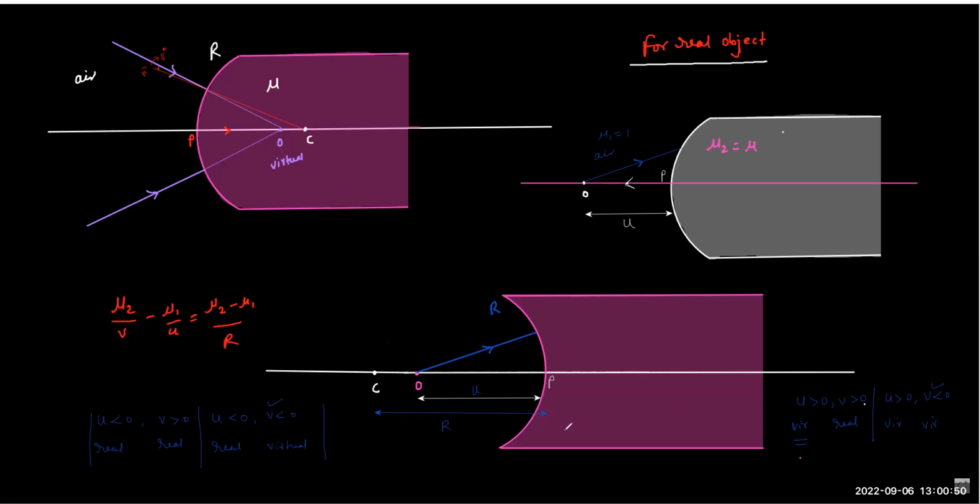So for concave surface, you cannot create virtual. It is not possible that u is positive and v is negative, like v is on the other side. So first of all, we'll start with the concave surface.